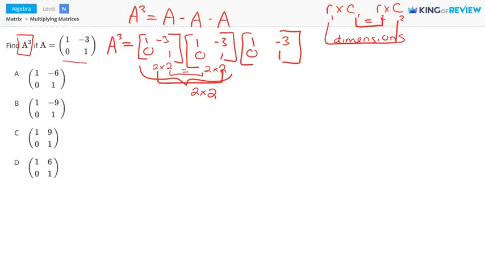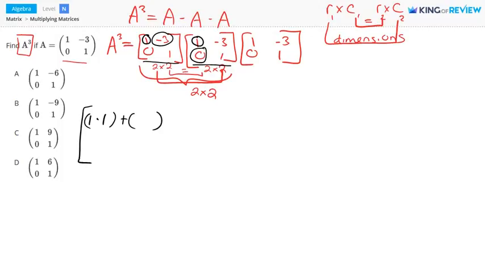So let's set this up. To multiply these two matrices together, we multiply corresponding entries in the first row of the first matrix and the first column of the second matrix, and then we add those together. So let's set this up. We're going to have two products that we're adding together for this first entry. The first one is going to be 1 times 1. And the second product here is negative 3 times 0.